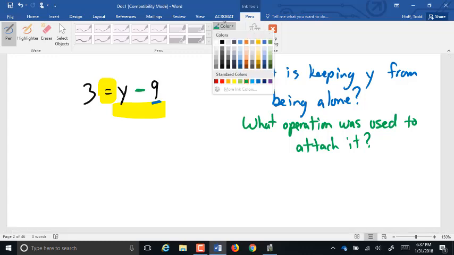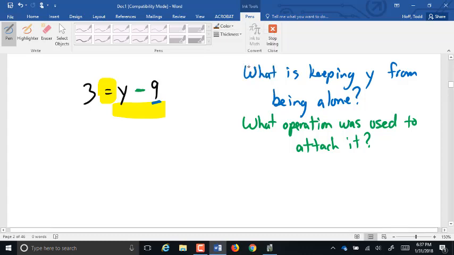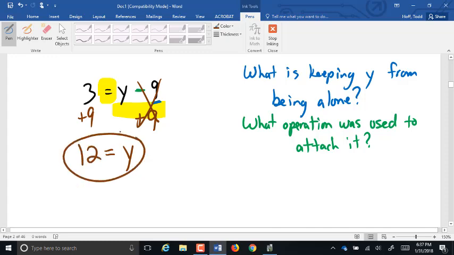How do we take it apart? The opposite of subtracting 9 is adding 9. We add 9 to remove that, leaves us with y, making sure that we keep it balanced by adding 9 to the other side as well. 3 plus 9 is 12. So we're down to that form of a variable equals a number or a number equals a variable.